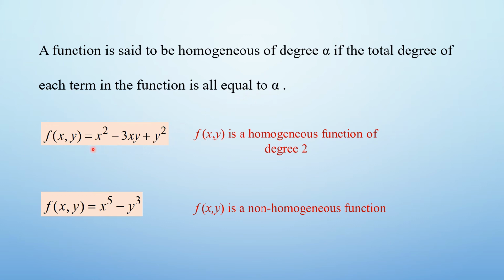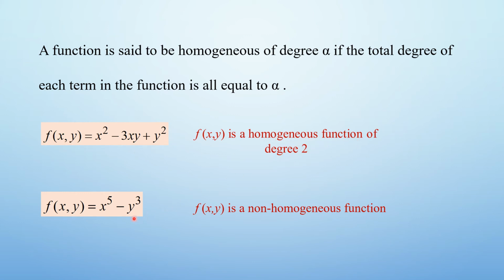Let us look at the previous example. Given f of xy equals x squared minus 3xy plus y squared. By inspection, we can easily recognize that this function is a homogeneous function of degree 2. Why is that so? The first term has degree 2. The total degree for the second term is also 2, because the degree of x is 1 and the degree of y is also 1, so the total degree is 1 plus 1, which is 2. And the degree for the third term is also 2. So each of these terms has a total degree of 2, and therefore we say this given function is a homogeneous function of degree 2.